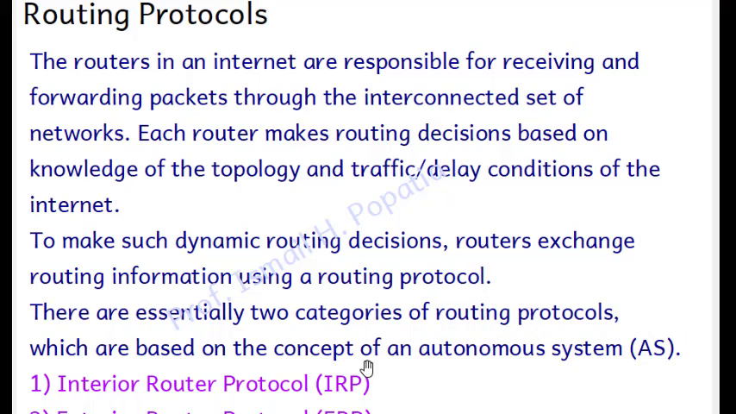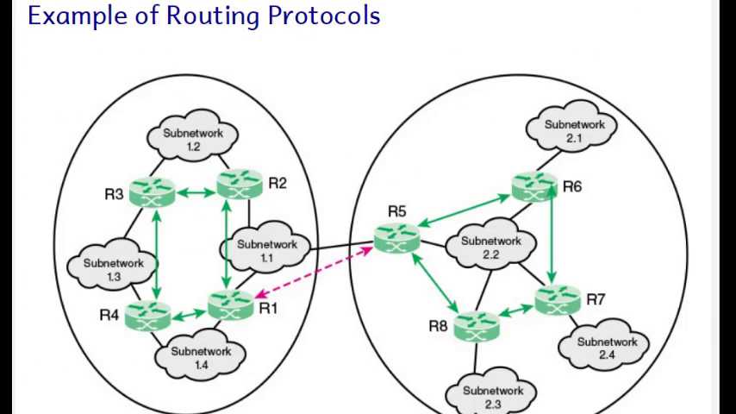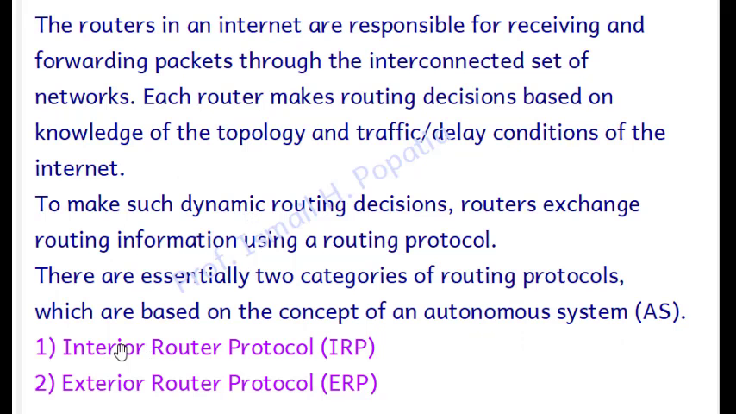Now we can classify the routing protocols into two types, based on the concept of autonomous system. What is the meaning of an autonomous system? An autonomous system can be a set of networking nodes, that are the routers, which are owned by a particular organization or in a particular geographical area. We'll see an example afterwards. So there are two categories of routing protocol: one is the interior routing protocol, the other is the exterior routing protocol.